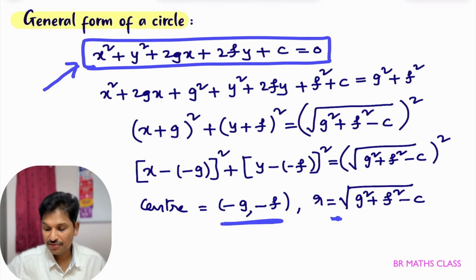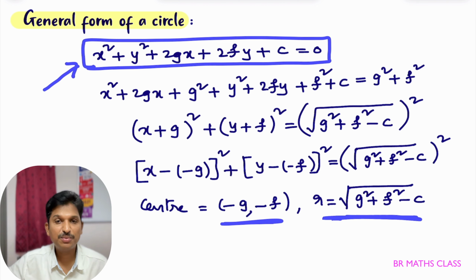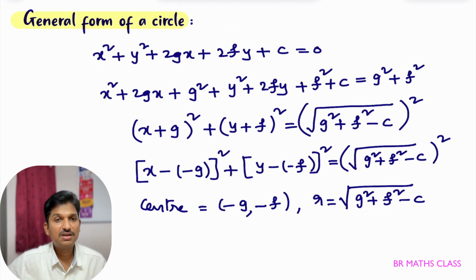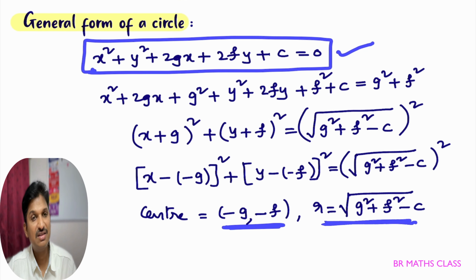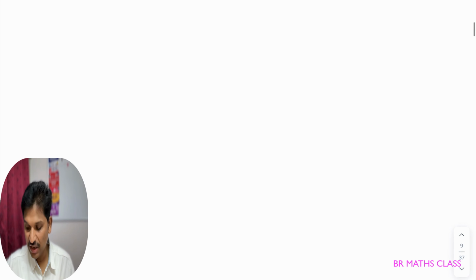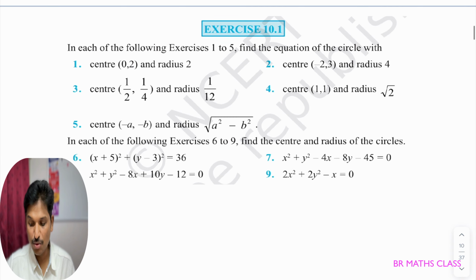Minus g, minus f, radius is root over g square plus f square minus c, right? So this is the theory part related to circle as per the NCERT textbook for class 11th, chapter 10. Now we'll do exercise number 10.1 problems.